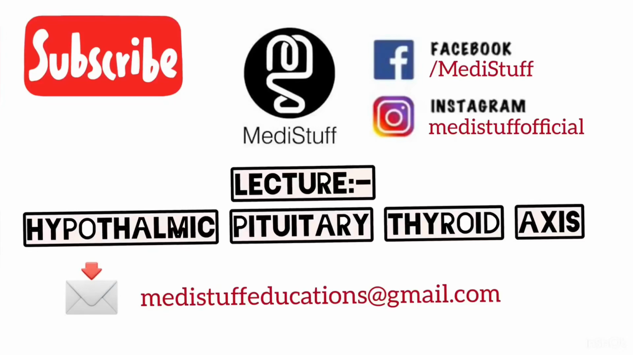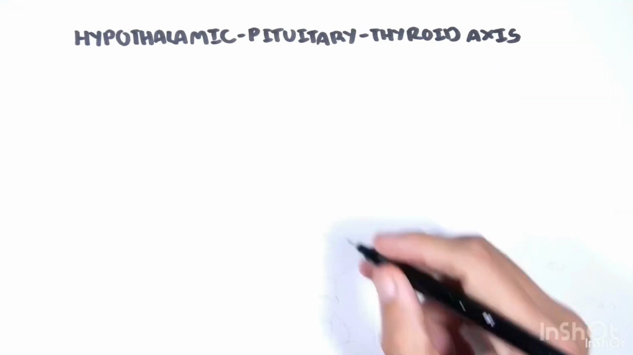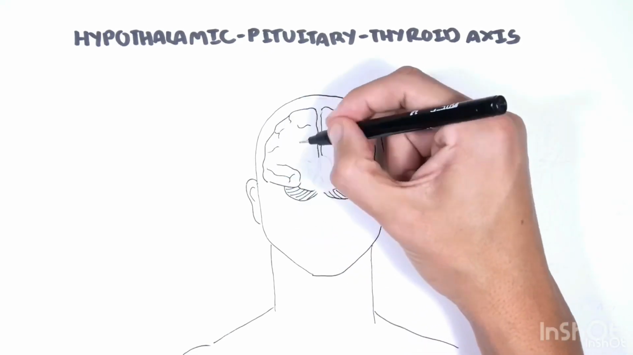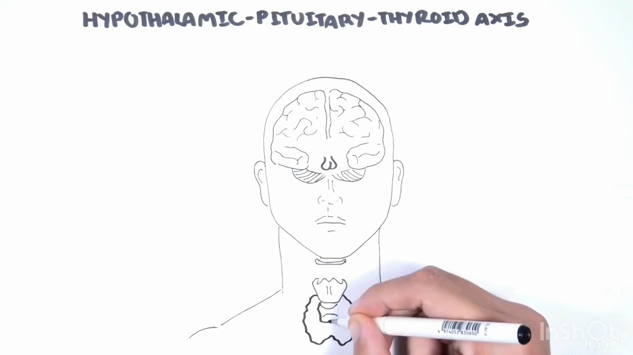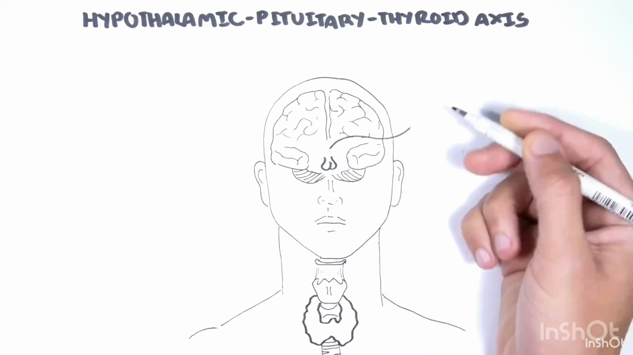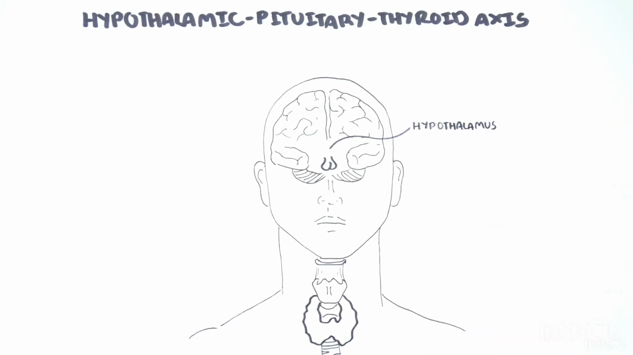Hello friends, in this video we are going to talk about the hypothalamic pituitary thyroid axis. The hypothalamic pituitary thyroid axis plays a major role in regulating thyroid hormone homeostasis in the body. The thyroid hormones are very important in fetal development and metabolism. Important structures are the hypothalamus, the pituitary gland, specifically the anterior pituitary gland, and the thyroid gland.